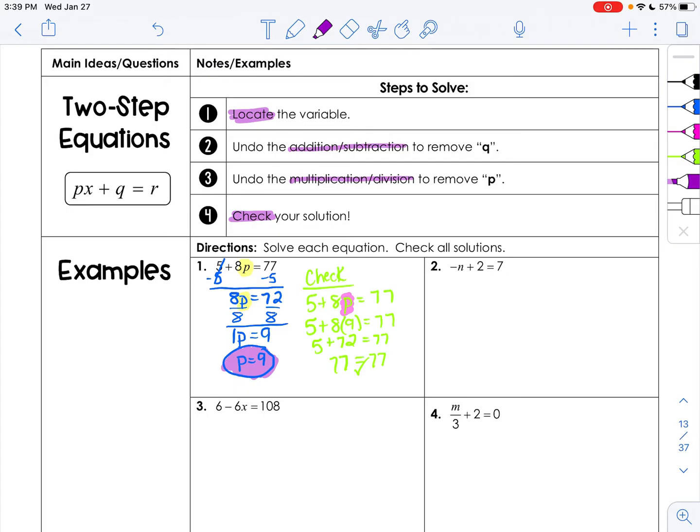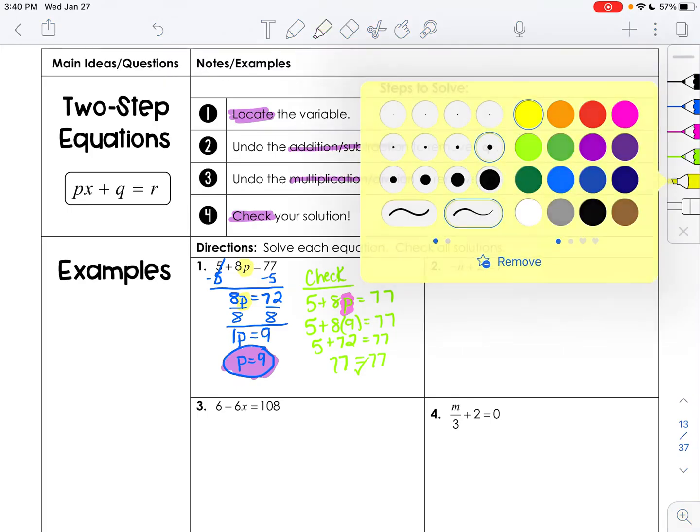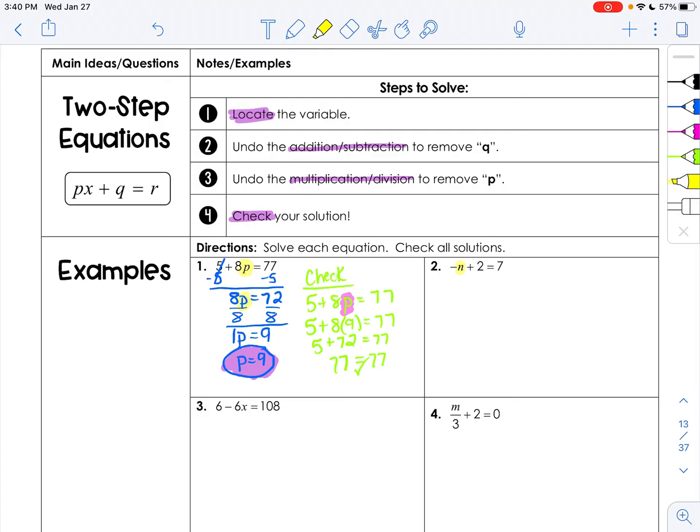Take a look at number 2. So my variable in number 2 is n. You can see it's to the left of my equal sign. It has a negative in front of the n. So remember that is similar to saying -1n. Here we go, -1n, and we're adding 2, so plus 2.